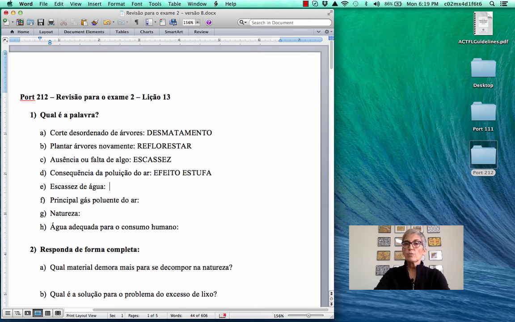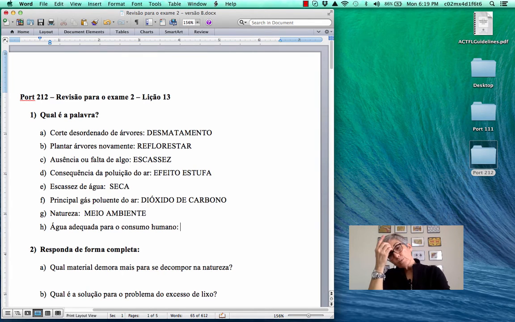Escassez de água. So when you have a lack of water, the absence of water, you have a drought, right? Seca. Principal gás poluente do ar. So main gas that pollutes the air, like polluting gas. Dióxido. Notice how you spell it. The accent mark is on the O because it's dióxido. Dióxido de carbono. Natureza. So what's the other word for it? Meio ambiente.